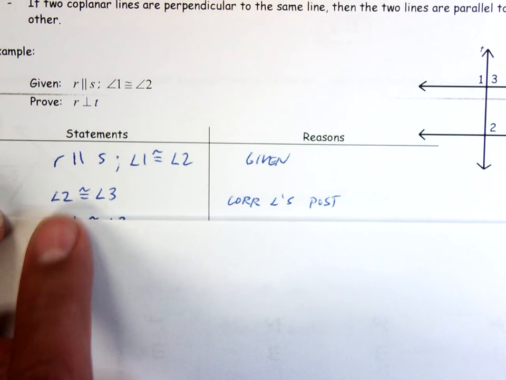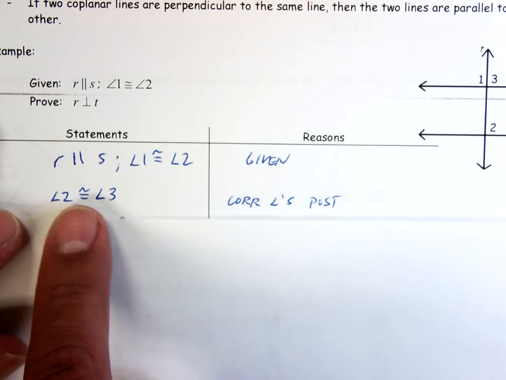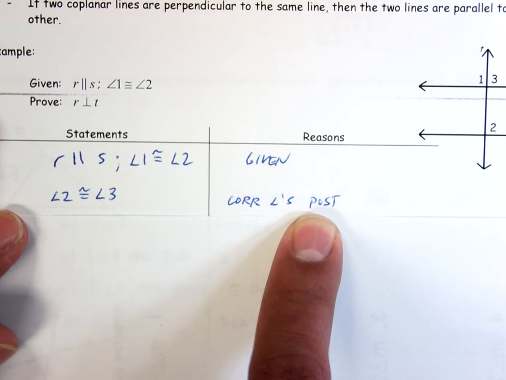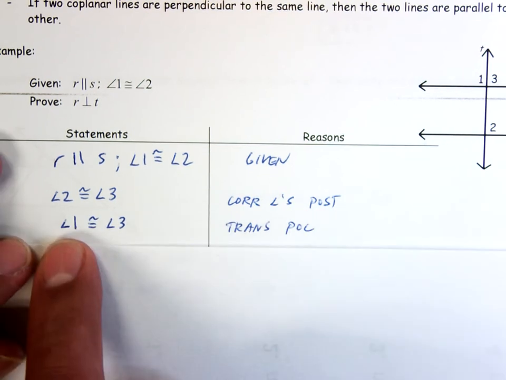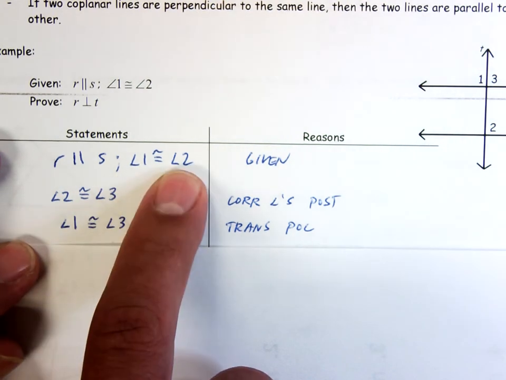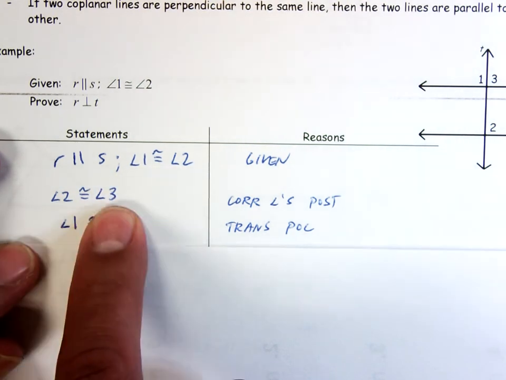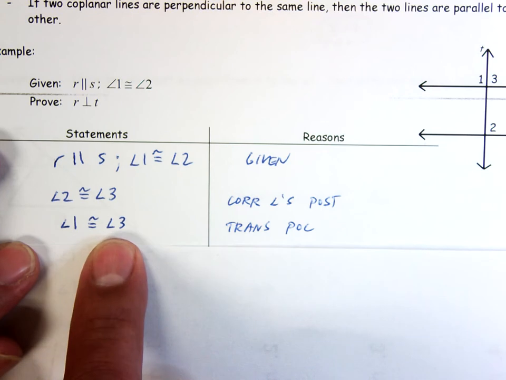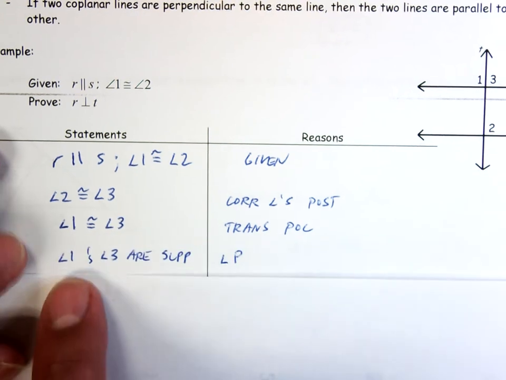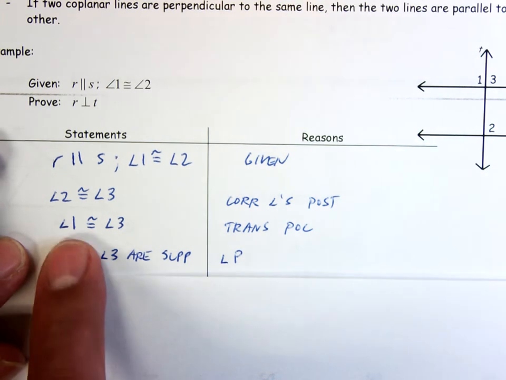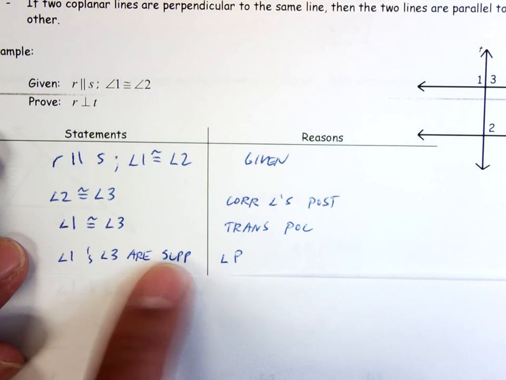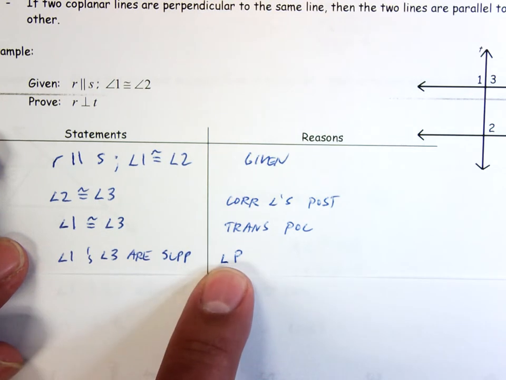Well, I know that angle 2 is also congruent to angle 3 because they're corresponding angles. Corresponding angles postulate. Alright? I also know that angle 1 is congruent to angle 3, because if 1 is congruent to 2 and 2 is congruent to 3, then 1 must be congruent to 3 because of the transitive property of congruence. I also know not only are 1 and 3 congruent, but they're supplementary because they form a linear pair.